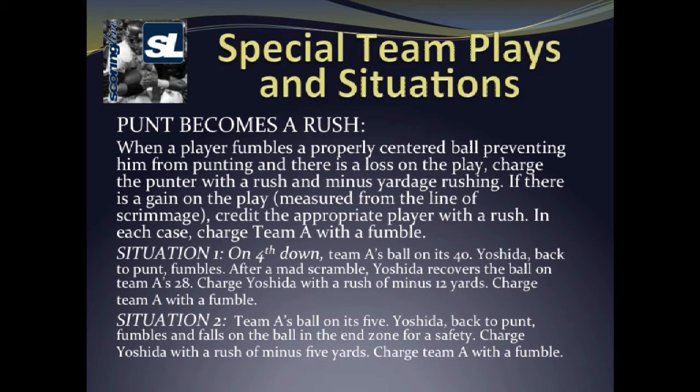Okay. In this case, Yoshida, back to punt, fumbles, and falls on the ball in the end zone for a safety. So in this case, Yoshida gets a rush of minus 5 yards because Team A's ball is on its own 5.